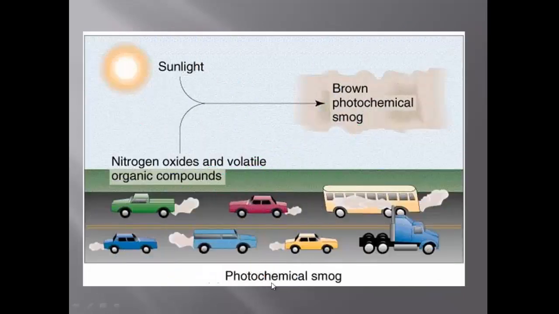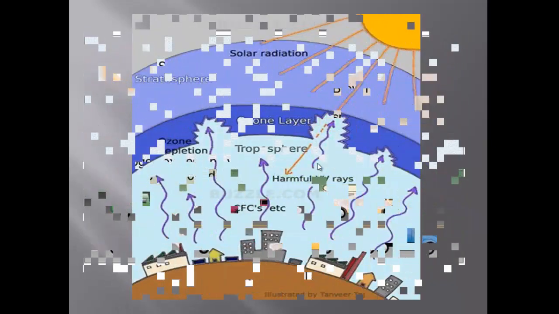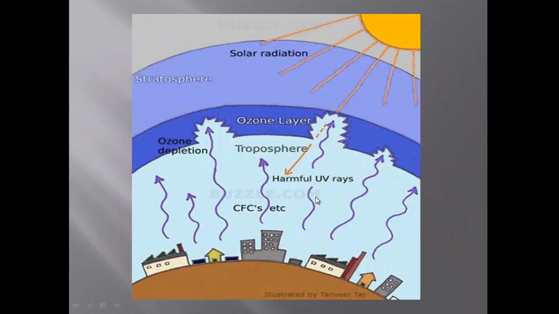Then photochemical smoke. Photochemical smoke is actually the smoke of different vehicles, which contains different types of gaseous substances: nitrogen dioxides, then also unburned carbon, unused methane, phosphorus, different types of toxic substances contained in the smoke of fuels. When this smoke reacts with sunlight, a brown photochemical smoke is produced, and this photochemical smoke is responsible for the depletion of the ozone layer.